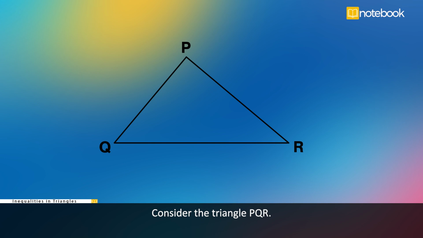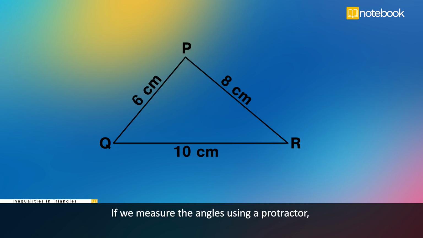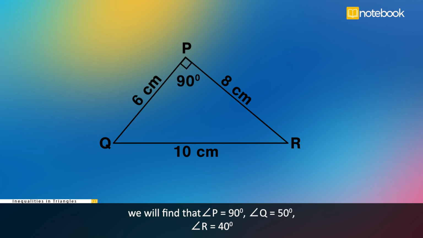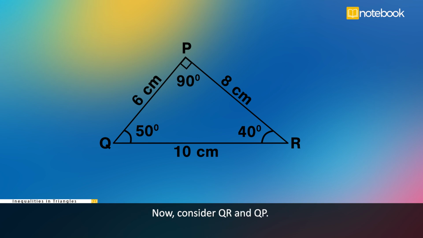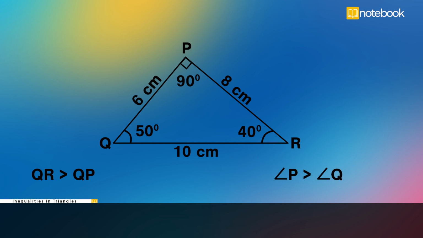Consider the triangle PQR. PQ is equal to 6 cm, QR is equal to 10 cm, RP is equal to 8 cm. If we measure the angles using a protractor, we will find that angle P is equal to 90 degrees, angle Q is equal to 50 degrees, and angle R is equal to 40 degrees. Now consider QR and QP. QR is greater than QP. Consider the angle opposite to them. Angle P is equal to 90 degrees, angle R is equal to 40 degrees. The longer side, QR, has a greater angle opposite to it.